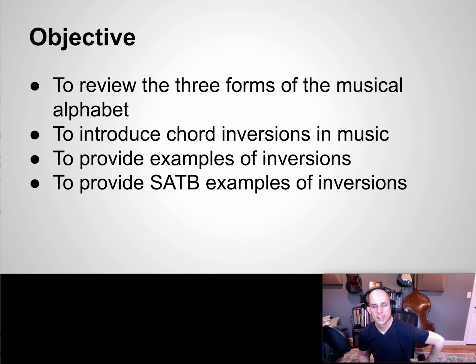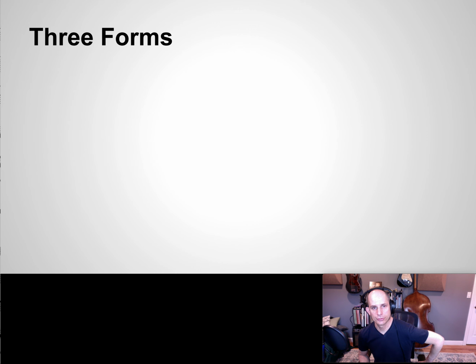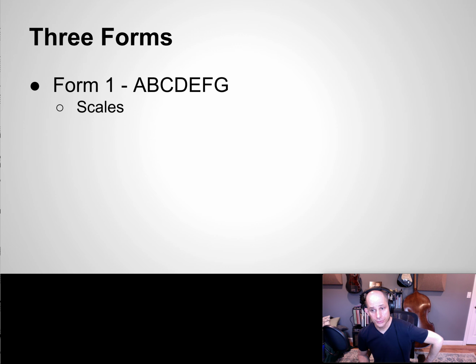And then we're going to take a look at how it would look in a soprano, alto, tenor, bass example of those inversions. So let's look at the three forms first. We've got form 1, which is A, B, C, D, E, F, G, which is basically all your scales.